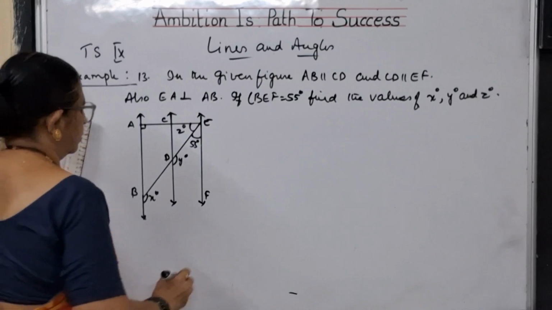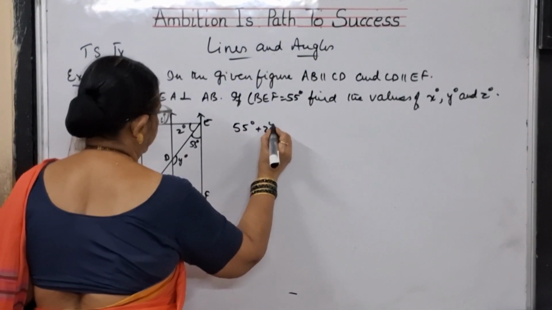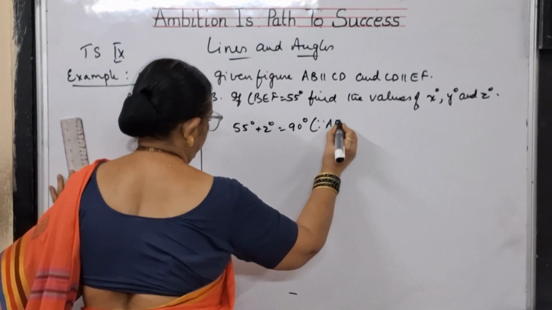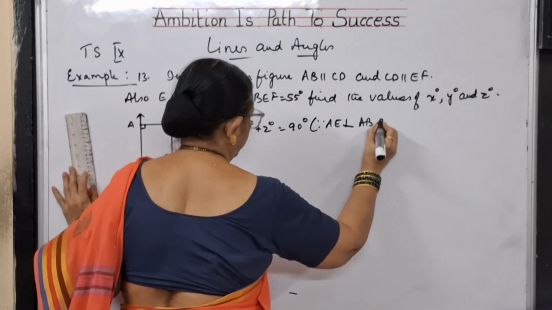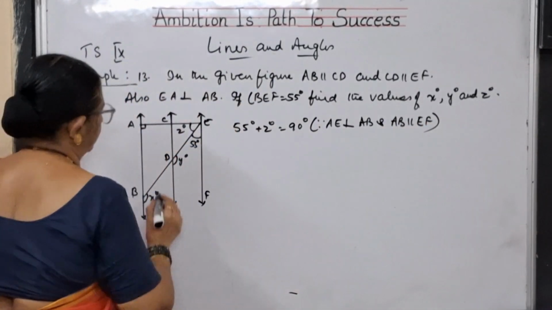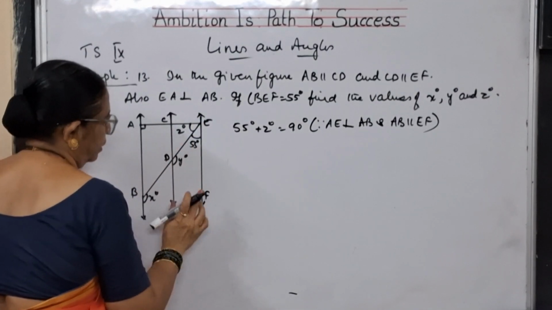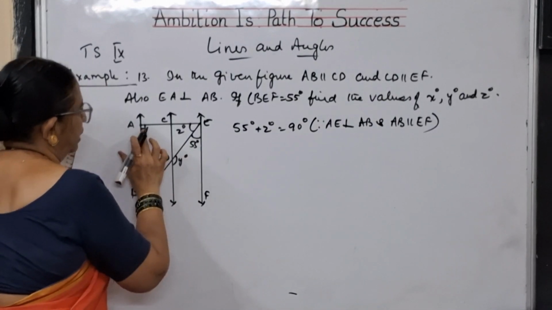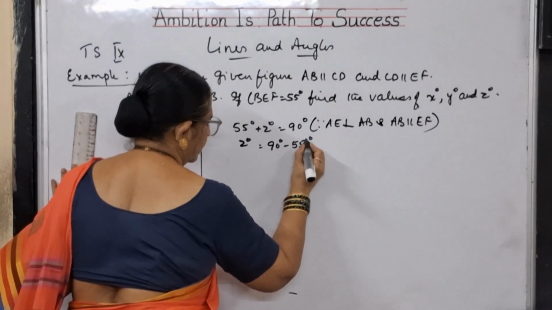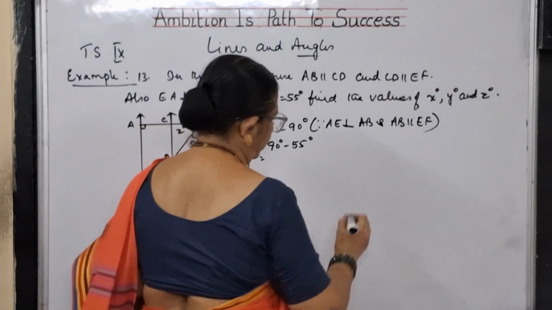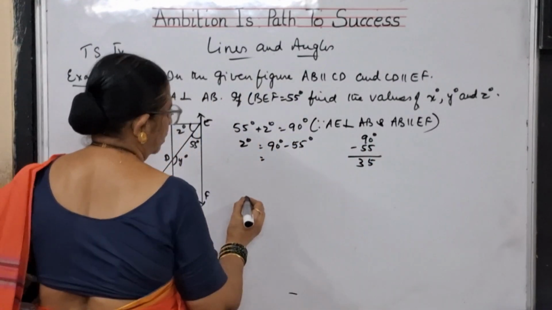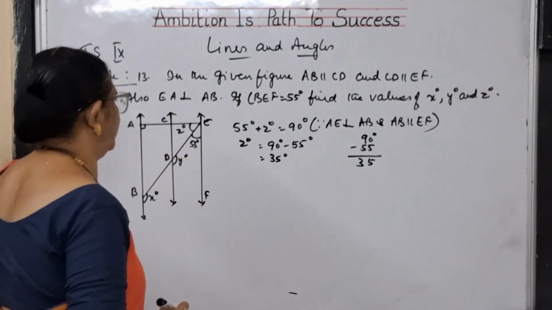We know that 55 degrees plus z degrees is equal to 90 degrees. Why? Because AE is perpendicular to AB and AB is parallel to EF. Because of this reason, this is perpendicular and these two are parallel lines. That means each one is 90 degrees. So what is angle z? 90 degrees minus 55 degrees. So 35 degrees is the z value.